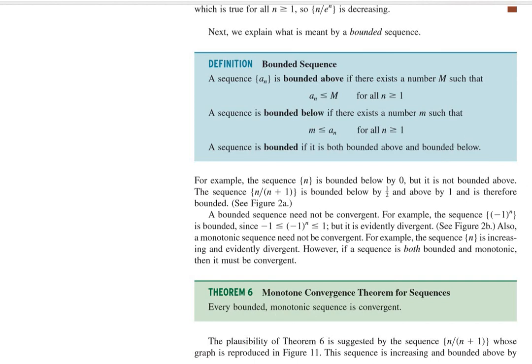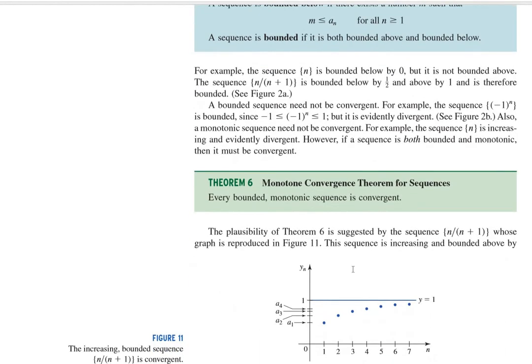Okay. Next is a very important theorem, and we have omitted the proof also. Monotone convergence theorem for sequences. The theorem is based on the boundedness and monotonicity of the sequence. The theorem says that every bounded monotonic sequence is convergent.